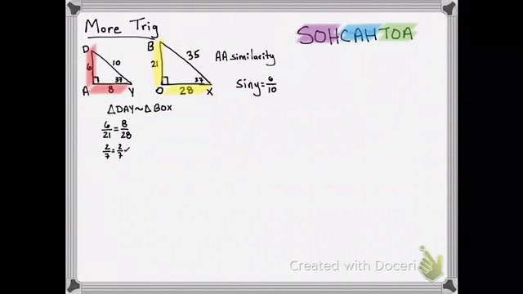6 and 10 are both divisible by 2. And so we should divide them both by 2. And then there's a reason why we're going to do it. And you're going to see that reason here in just a minute. When you divide that by 2, we get 3/5.